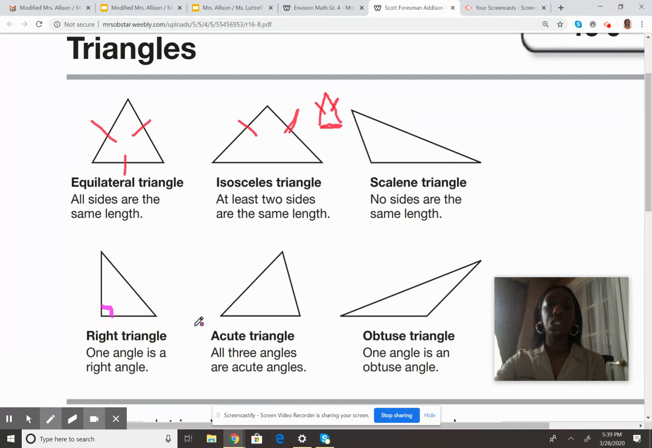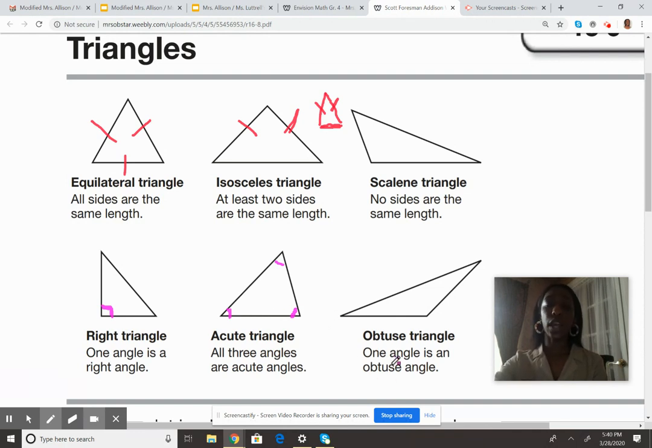Now let's move on to an acute triangle. All three angles are acute angles. When I look inside this triangle, I see that this is an acute angle. Here's another acute angle and another acute angle. So when all of my angles are acute, we would call this an acute triangle. And again, an acute angle is open less than a right angle, excuse me.